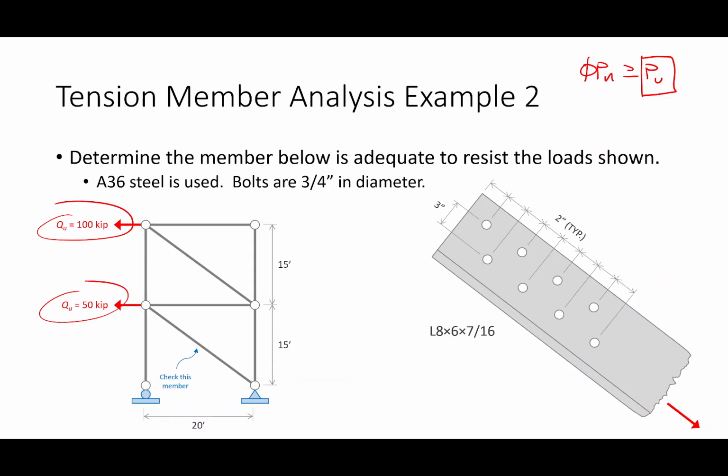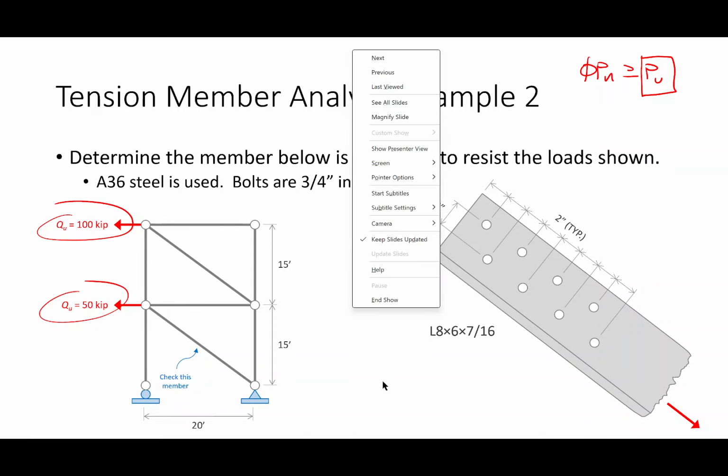So this Qu, I'm using that to represent the external loads applied, and Pu is going to be the internal force inside the brace. Now, the member itself, I'm going to say it's an 8 by 6 by 7/16 bolted through the long leg, and here's the connection scenario. So with that, I think we have enough info that we can jump right in.